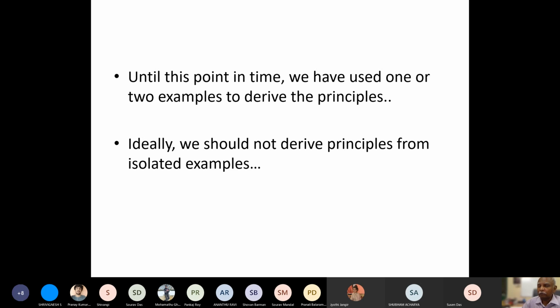So until this point, we have used only 1 or 2 examples to derive the principles that we have shown here. Ideally, we should not jump to conclusions by just looking at 1 or 2 complexes. We should look at a large number of complexes and see whether this is a pattern that is followed or whether this is an exception.